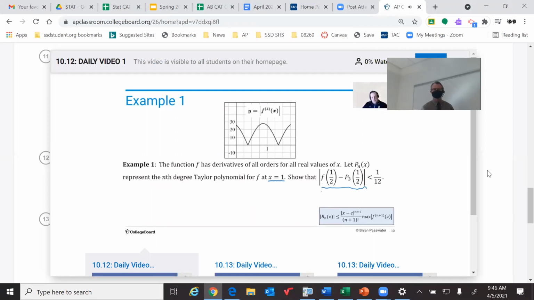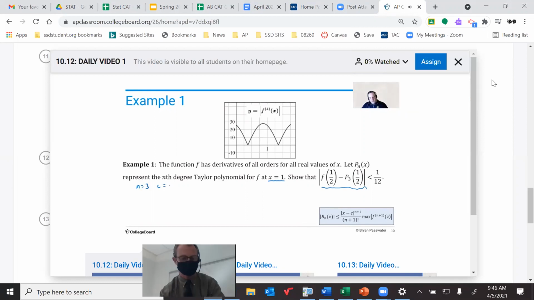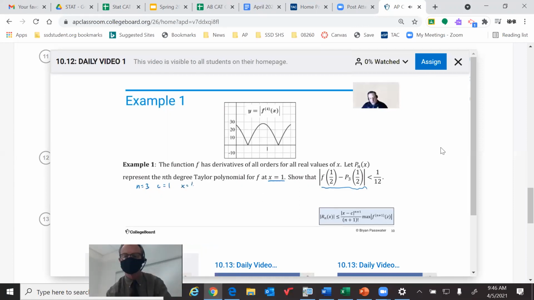We know it's an error question, and so we have this idea of our Taylor or Lagrange error bound, right? And so we know that number 1, our degree is 3. We also know that the center of our polynomial is going to be 1 according to this. And we know that we're doing this at the value of 1/2. So our x value here is going to be 1/2 based off of this.